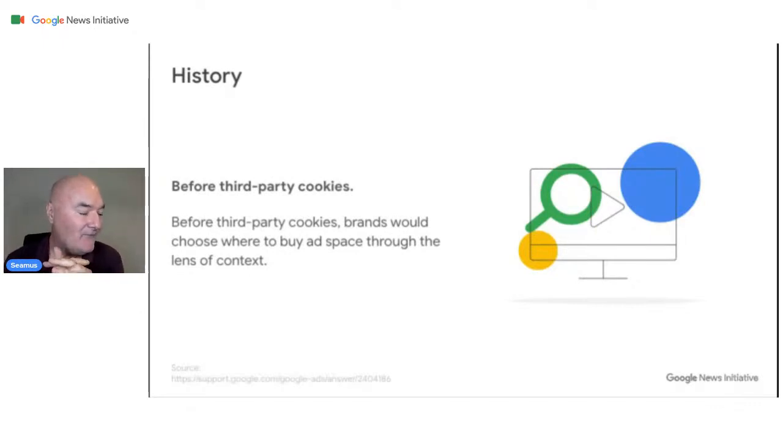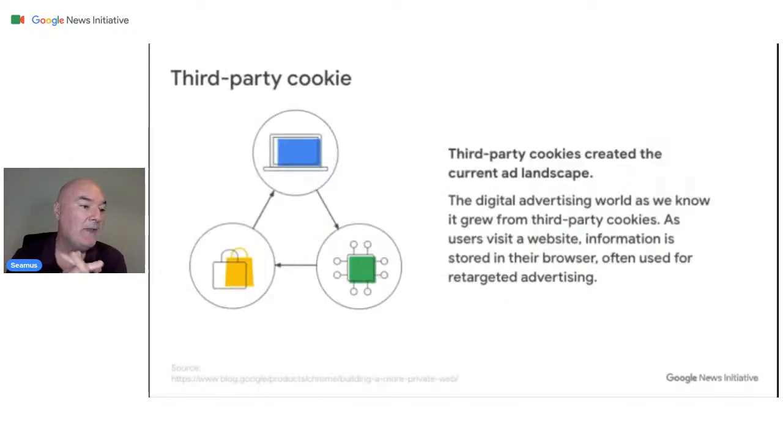So looking forward, it might actually be about briefly looking back to how we did things in the past. Before third-party cookies, brands would choose where to buy ad space through the lens, as we say, of this whole concept of context. We talked there about the sports retailer simply choosing to display ads on sites that were read by people who were likely to buy sportswear. So what we're looking at now, third-party cookies effectively creating the digital advertising world as we know it. And as you can see there, the digital advertising world grew from third-party cookies.